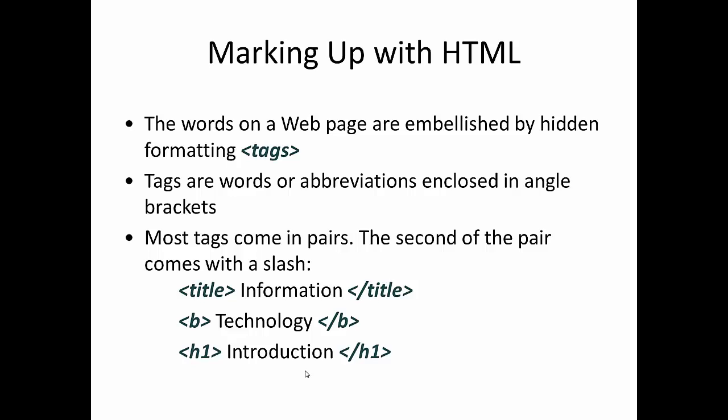The second one of the pair comes with a slash. Like the title tag starts as title in between angle brackets, but the closing of the title tag starts with a slash. Similarly, B, which stands for bold, and H1, which stands for top level heading, have the closing one with a slash. There are, however, some tags that do not have a corresponding matching tag. We will see them in a minute.